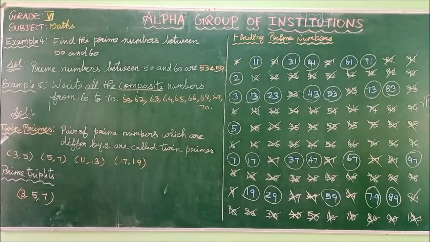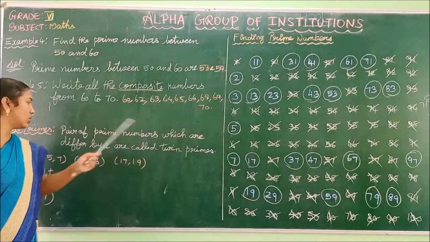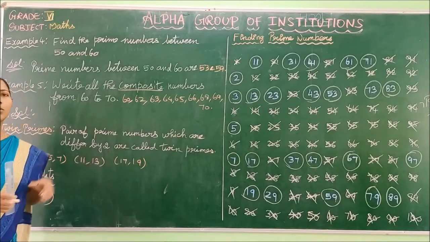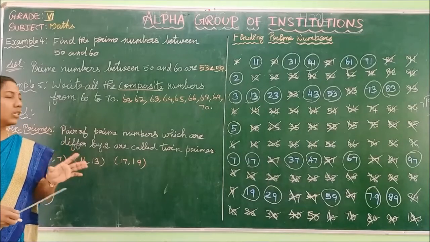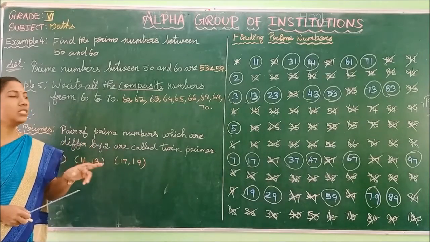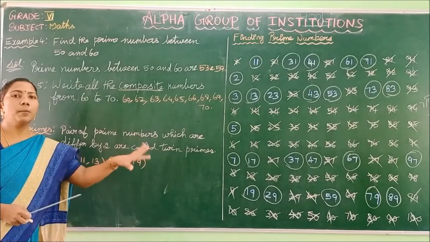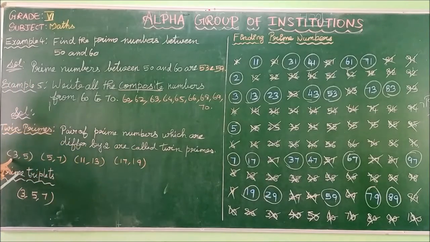Okay. Next we are going to see a very simple concept, twin primes. What are called twin primes? A pair of prime numbers which differ by 2. You have to take two prime numbers. If they differ by 2, we call them twin primes. See here, we have given some examples.